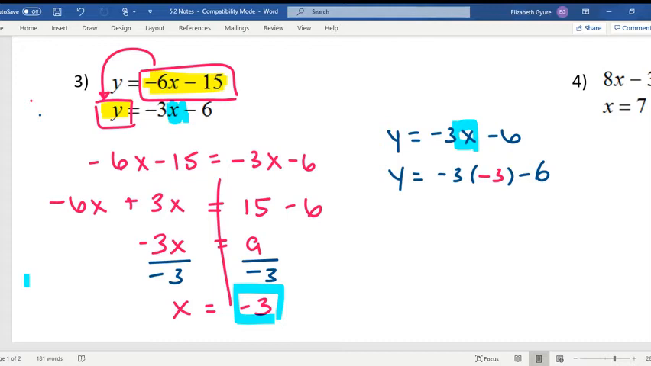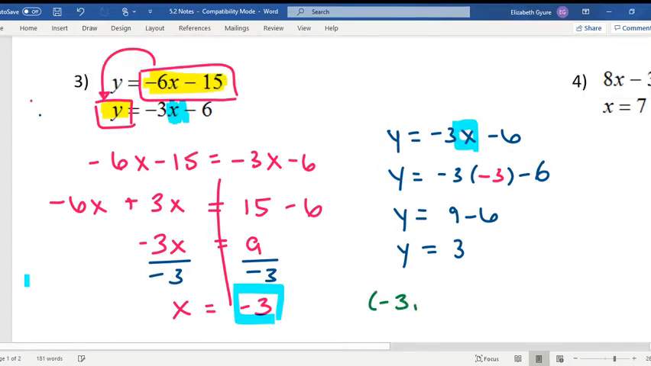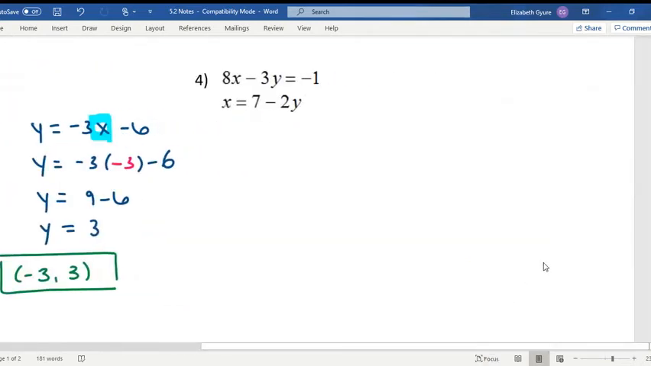All right, then let's simplify. Follow your order of operations. What do we do if we're following our order of operations? Very good. Multiply negative 3 times negative 3. What's negative 3 times negative 3? 9 minus 6. And what is 9 minus 6? 3. And then we write our final answer as a what? As a point. So how could I turn this into a point? Yeah, negative 3, comma 3.